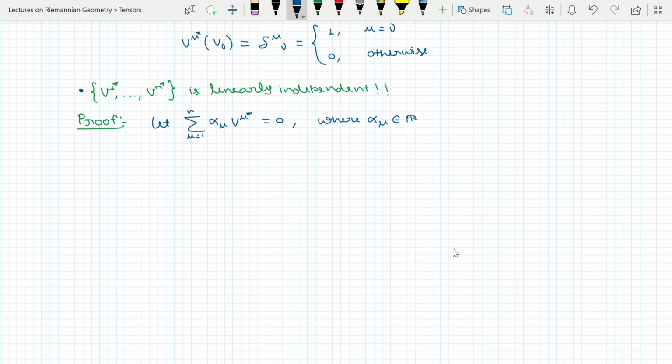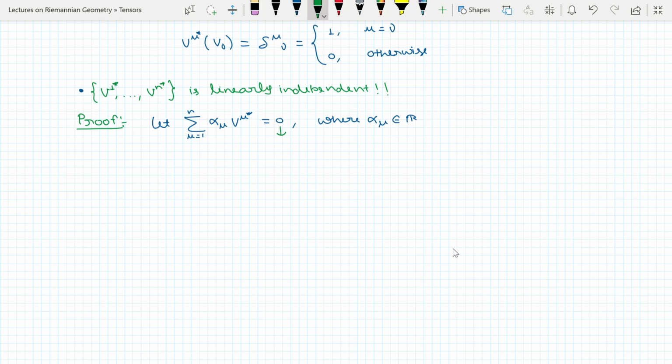Now what I need to show for the linear independence is that all these scalars alpha mu are 0. If all these scalars alpha mu are 0, then I can say that all the elements in the set, these v1 star to vn star, are linearly independent. That is the basic definition of linear independence. Now one thing: on the left hand side here, I am taking the linear combination of these functionals, covectors or dual vectors. So on the right hand side, this 0 is not just a number, it's a 0 functional, like a 0 map or 0 operator.